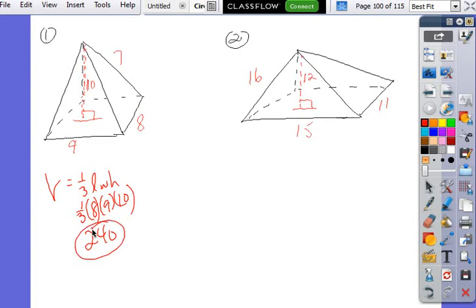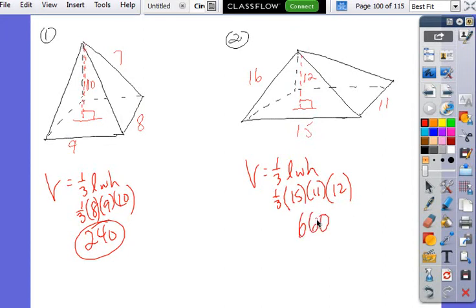So when I come over here, I'm doing 1/3 length, width, and height again. So 1/3 times 15 times 11 times 12. 660. All right. Any questions or problems with that? Got it.